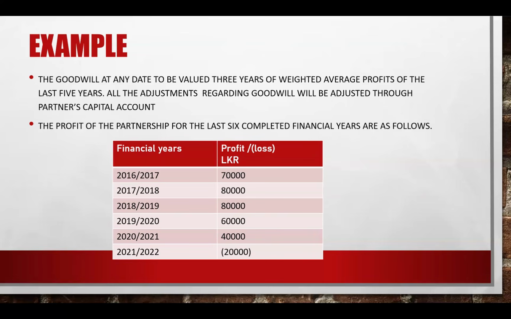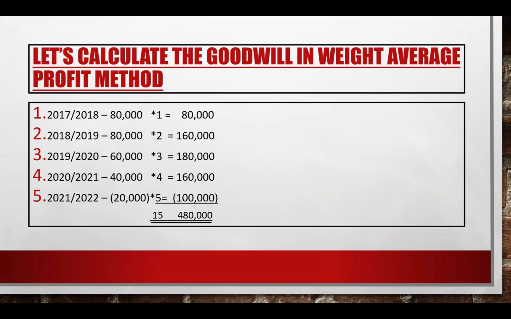You have already copied this question. Therefore, you put the numbers like this. 2017 and 2018: 80,000 multiply 1 equals 80,000. 2018, 2019: 80,000 multiply by 2 equals 160,000. 2019 to 2020: 60,000 multiply 3 equals 180,000.